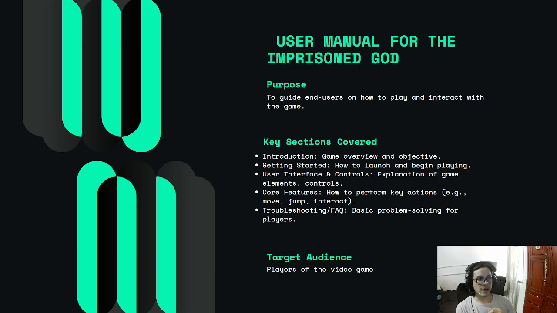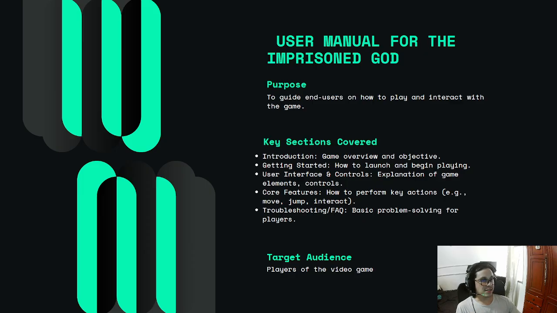First, the user manual. Purpose: to guide the player. Content: I explain how to launch the game, the controls, and basic troubleshooting. Target audience: the players. And second, the technical manual.